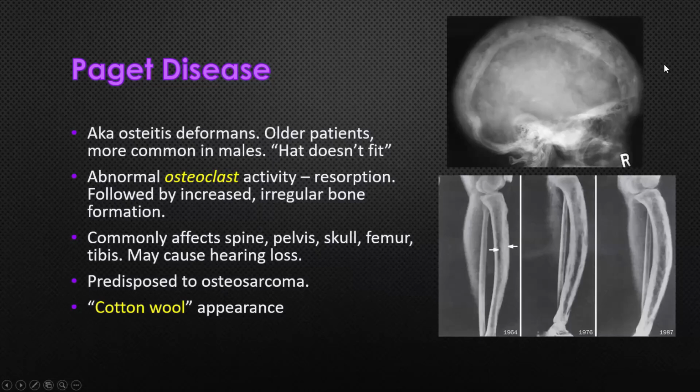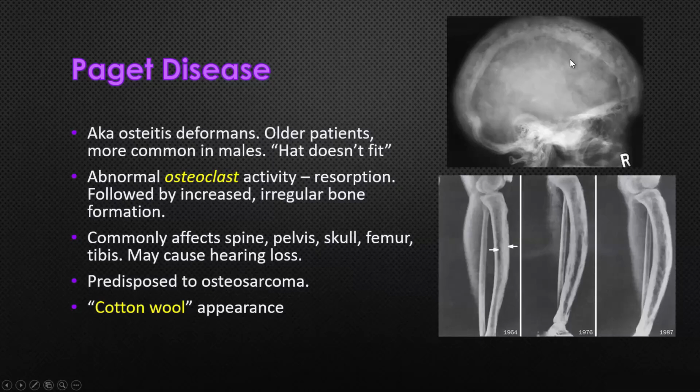But there is kind of a mixed appearance to these. So there's some degree of osteoclast, osteoblast, and it's kind of really affecting the formation of the skull in this case, or anywhere in the skeleton. It tends to occur in the spine, pelvis, skull, femur, but you'll see this on occasion in the jaws. And so I'd say this was a new one to me. They are predisposed to osteosarcoma. The big thing for this is cotton wool appearance, radiographically.